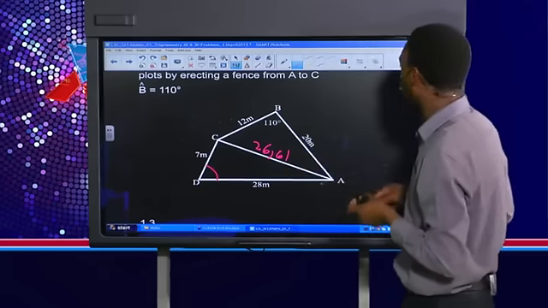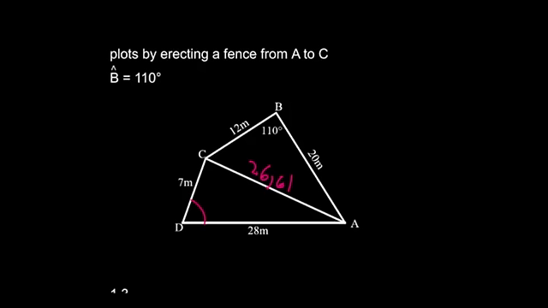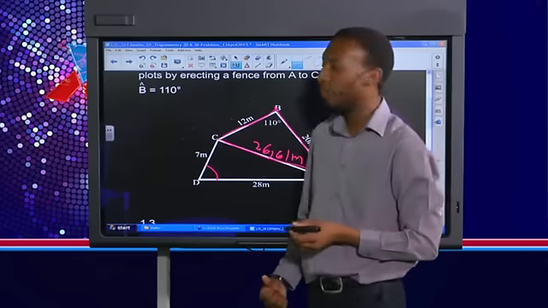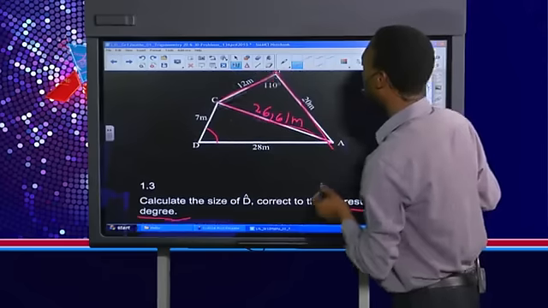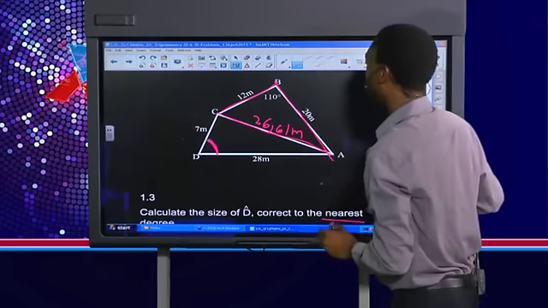Right, so if you look at triangle ABC, we've now got three sides. We've got BC, which is 12, we've got AB, which is 20, and we've got CA, which is 26.61 meters. So if you think back to our notes at the beginning, this means we can use the cosine rule, can't we? And they're asking us to work out angle D, which is this one here. Okay, so let's take it away.